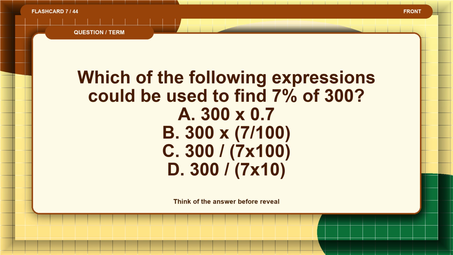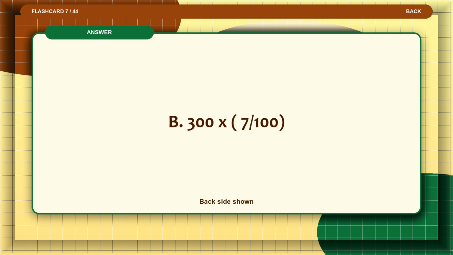Flashcard 7. Which of the following expressions could be used to find 7% of 300? A. 300 x 0.7, B. 300/100, C. 300/700, D. 300/7 x 10. Think of the answer before the reveal. The answer is B.